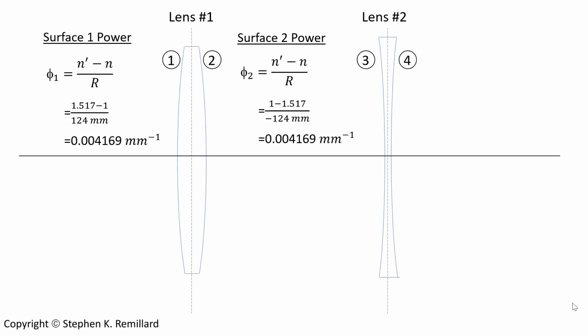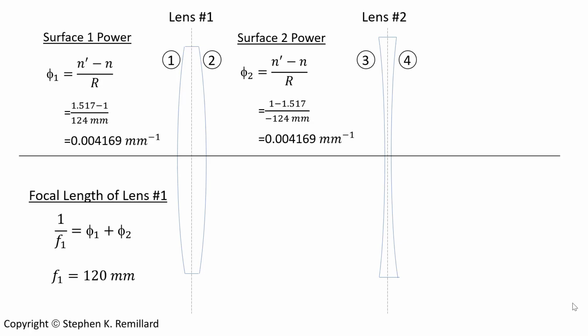From this we can get the power of the thin lens. The focal length of lens number 1 is 1 over the sum of the powers, and we get 120 millimeters. If it's not a thin lens, you have to then account for the thickness T of the lens. But in the thin lens limit, the thickness goes to 0, and that's why we can just add the powers.